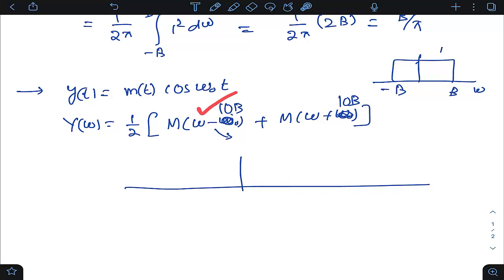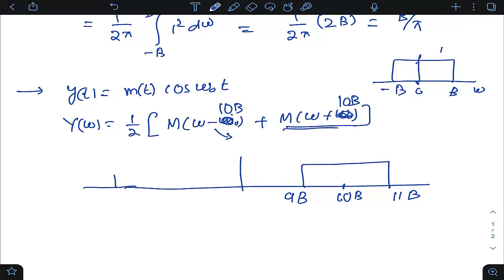If I ask you what is M(omega minus 10B), this signal is shifted towards the right by 10B, so it will be centered at 10B instead of 0. This point will be 10B, this is 9B, and this is 11B. Similarly, for M(omega plus 10B), you get its mirror image in the negative frequency. This will be from minus 11B, this point is minus 10B, and this point is minus 9B. But the height, which was 1 earlier, because of the multiplying factor half, is now half on both.